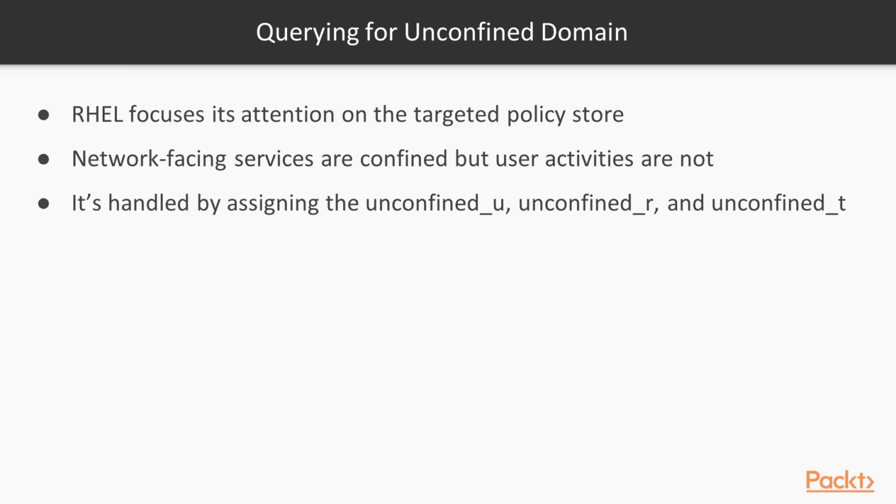So, the freedom in policy complexity results in different policy models being implemented and supported by different Linux distributions. RHEL, for instance, focuses its attention on the targeted policy store, where network-facing services are confined but user activities are generally not. This is handled by assigning the unconfined_u SELinux user, unconfined_r SELinux role, and unconfined_t SELinux type to the end users.